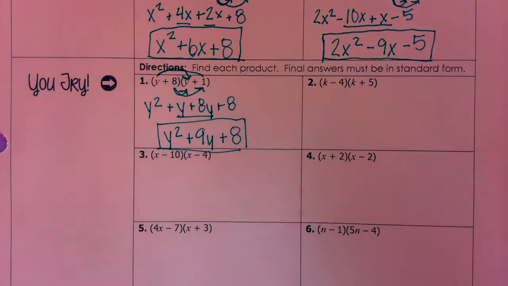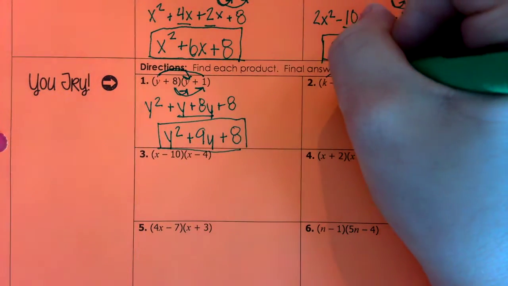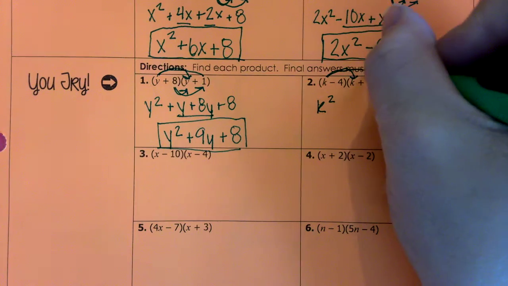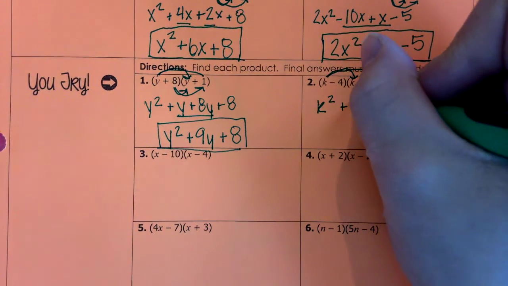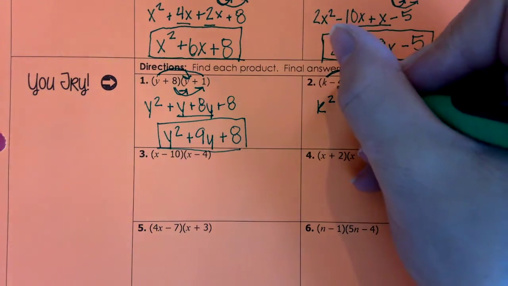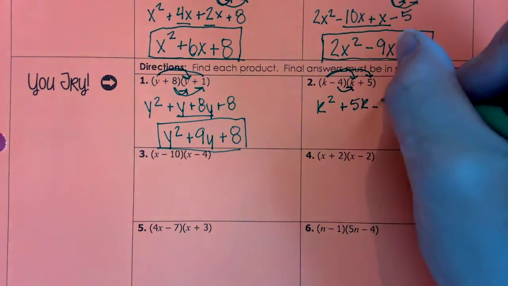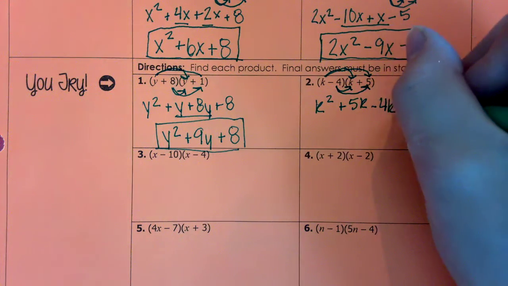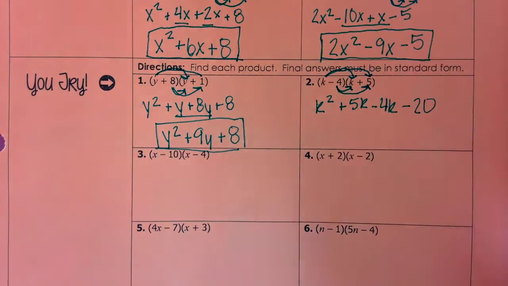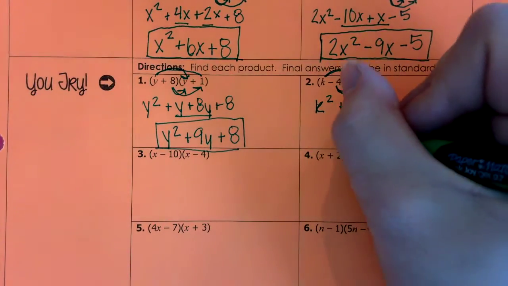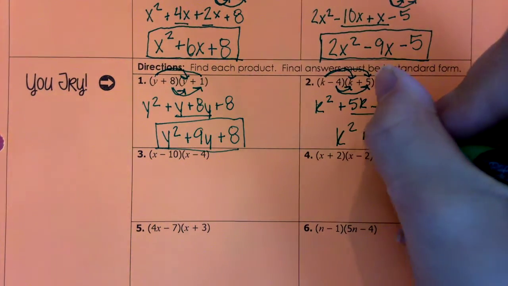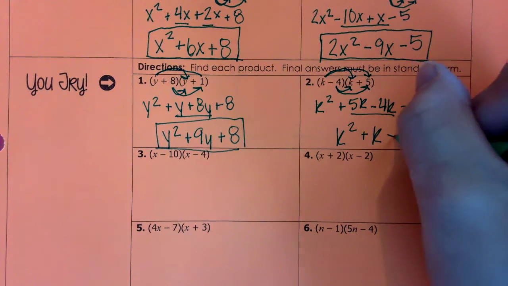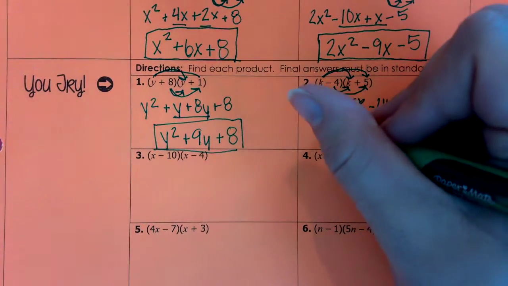Now on the next one, I'm going to take k times k to get k squared. I'm going to take k times 5 to get 5k. I'm going to get negative 4 times k to get a minus 4k. And I'm going to take negative 4 times 5 to get a minus 20. Combine those two middle terms to get k squared plus k, because 5 minus 4 is 1, and then minus 20, and that's the answer you should have gotten.